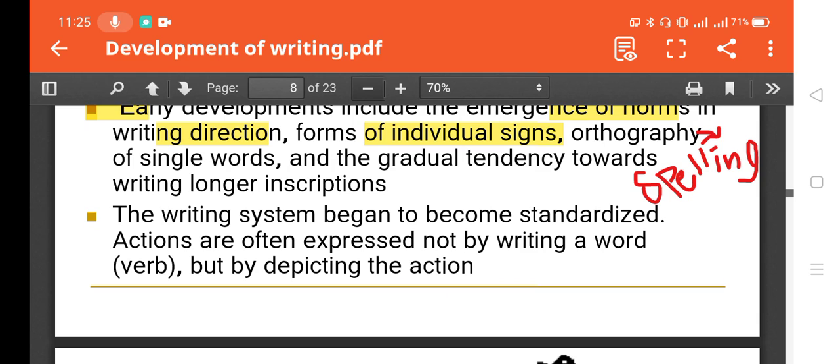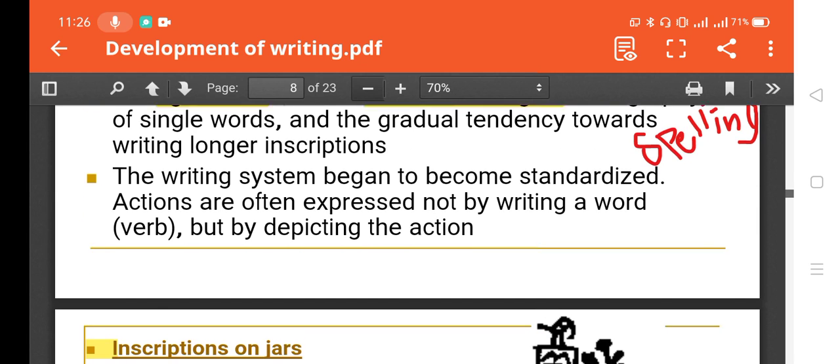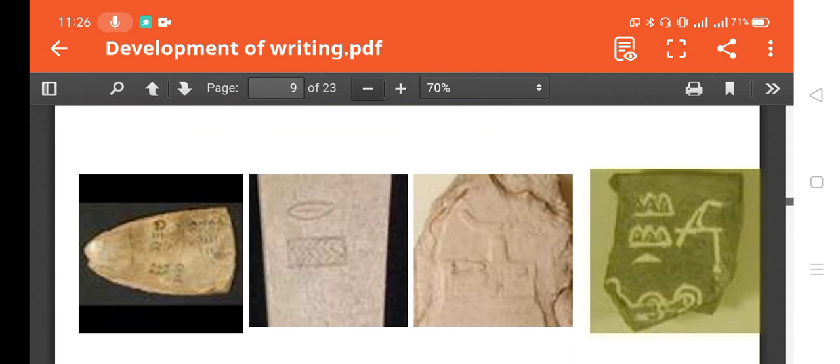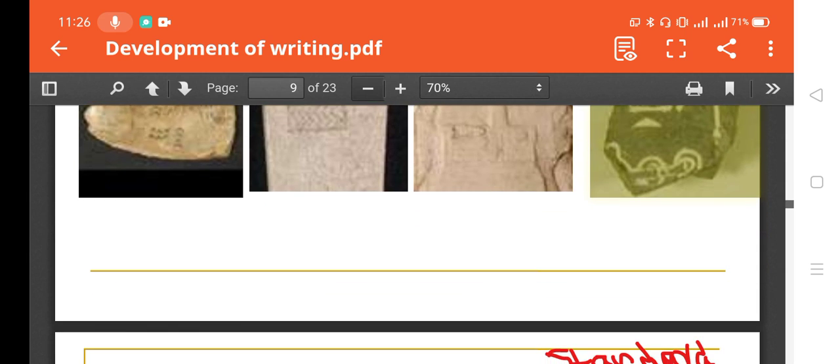Actions are often expressed not by writing a word but by depicting the action. Different examples are inscriptions on jars, written numbers, and early short phonetic inscriptions, and they used to write on ivory, bone, wooden tablets, and clay tablets. These are some of their samples.